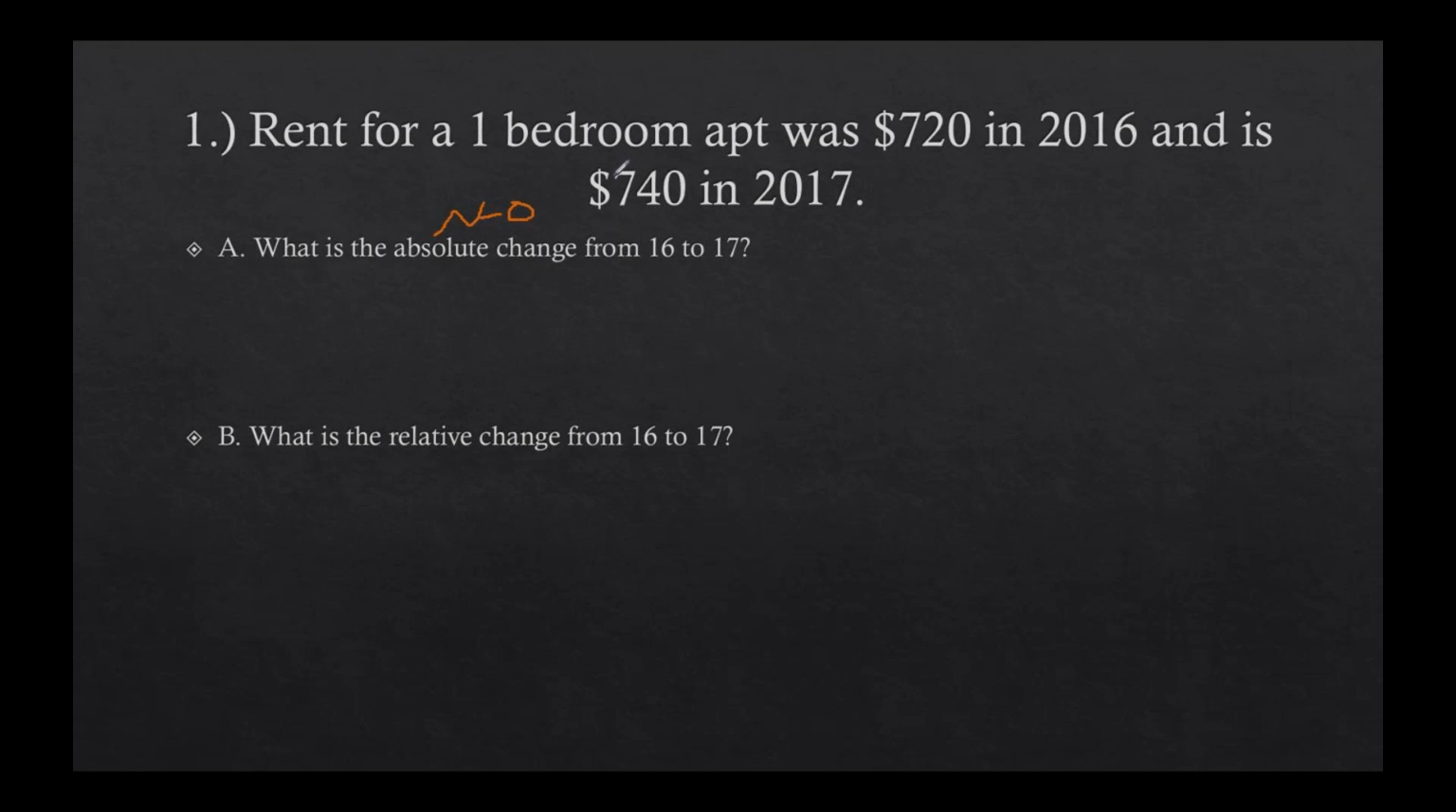So what value would you say is new in this one? 740 or 720? 740, exactly. Generally, the most recent year is going to be new, which makes 720 old. So my absolute change is 740 minus 720. What is my absolute change? 20. And because it's positive, we would say that's a $20 increase because a positive means it went up.